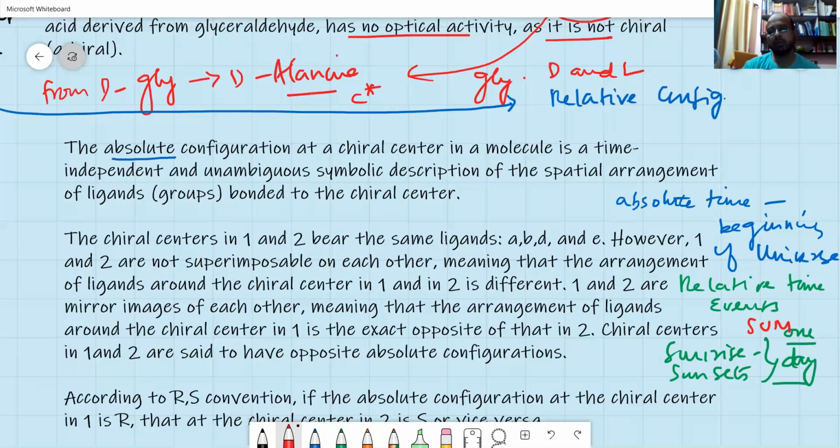Okay, so this will be called the relative time, and this will be called the absolute time. When the universe was formed, time was also supposed to be formed. But in relative things, you look at the sunrise, the day starts, sunset, the day ends, and then you have this 24-hour cycle. You have divided it into so many divisions, and then you get that. In the same way, relative configuration is with respect to glyceraldehyde. Absolute configuration is with respect to something very accurate.